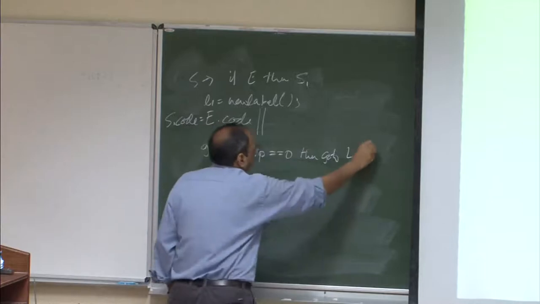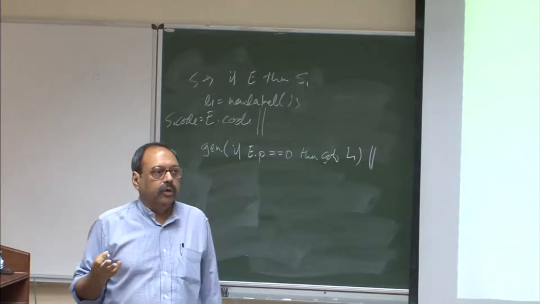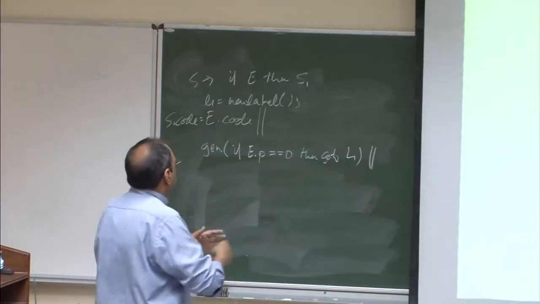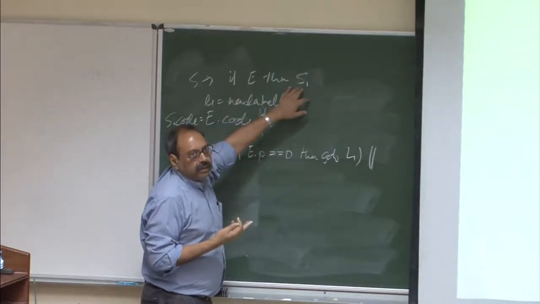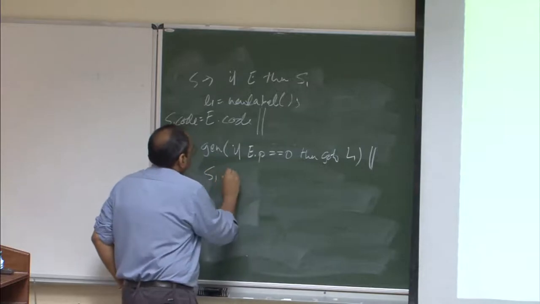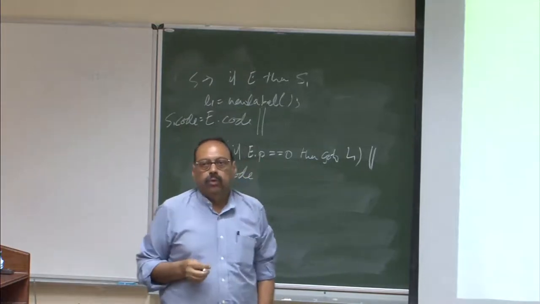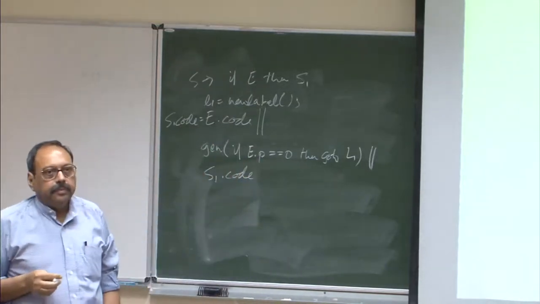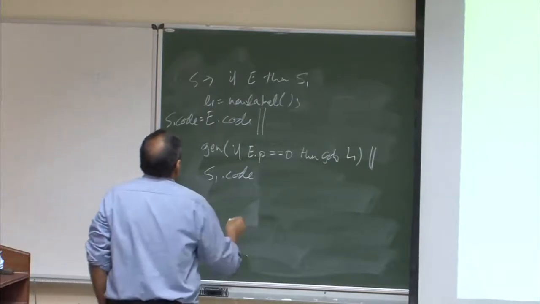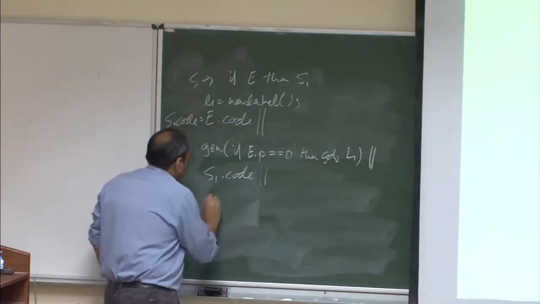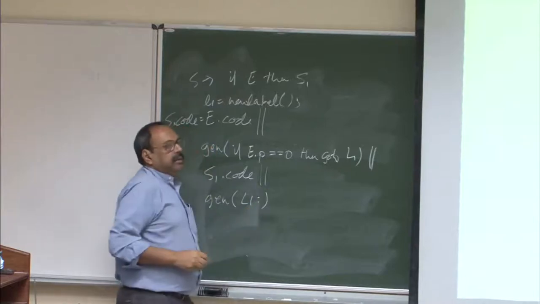Okay? But if this value is true, then what do I do? Then I go and execute the S1 code. Now, assuming that S1 is straight line code, it has no control flow, but even if it has control flow, I can always recursively generate code for this, and all I need to say is that this is S1 code. Okay? And after that, what do I need to do? I need to generate a label. After all, that is where the control is going to be. So I need to now generate one more instruction, and I will say generate now L1, this label.